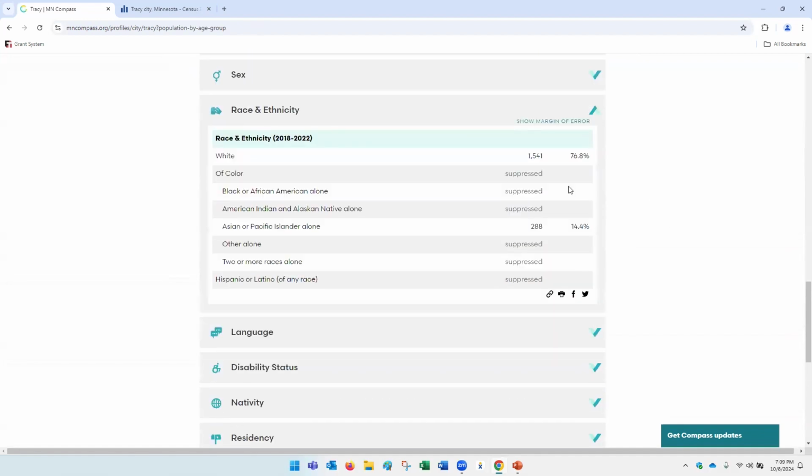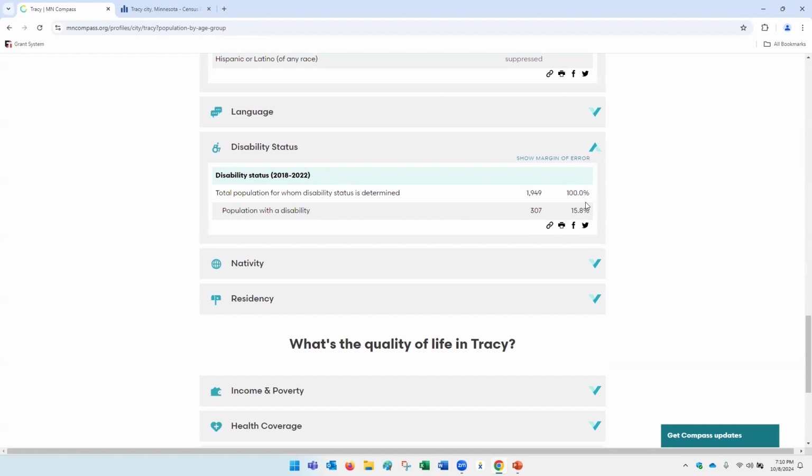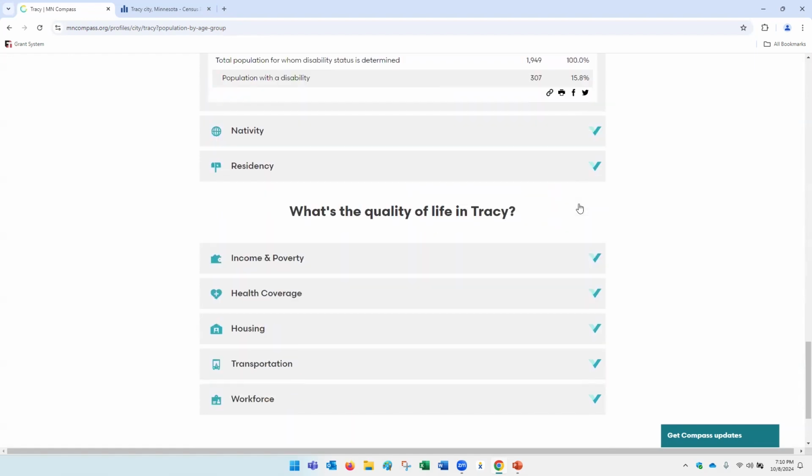One thing to note with this, when you see something that's marked suppressed, that is nothing to be concerned about. It's either a very small number that might be identifiable in that community, or it's a number that has a larger margin of error around it. But you can see that these still add up to a significant amount of the community. But there's just some different statistics that you can take a look at.